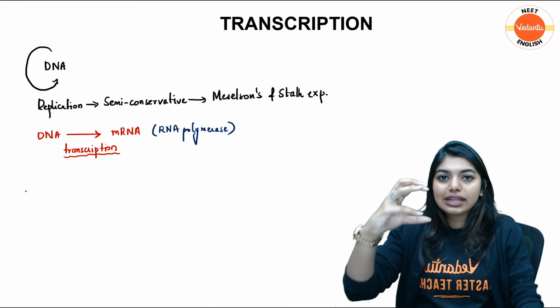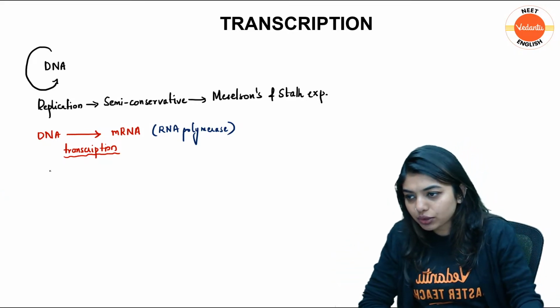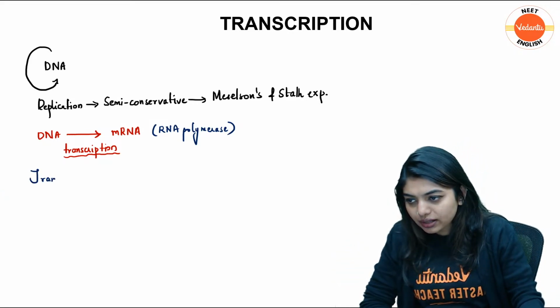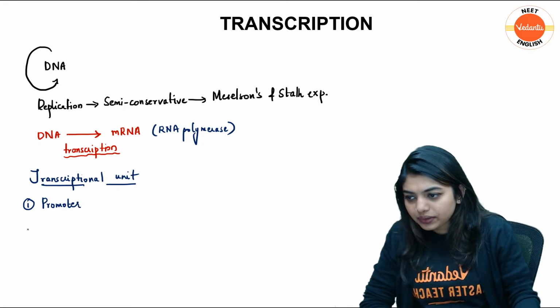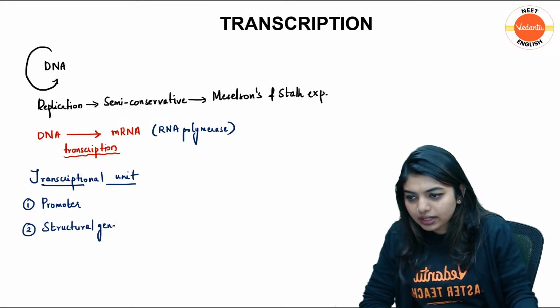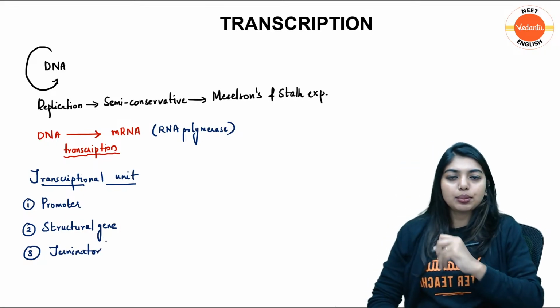Now what is happening? We have a transcriptional unit. I'll tell you how it is. What is a transcriptional unit? First, there is the promoter. Second, we have the structural gene. Do not worry, at the end of this class, this will be very clear for you. Third, the terminator. These three are there.